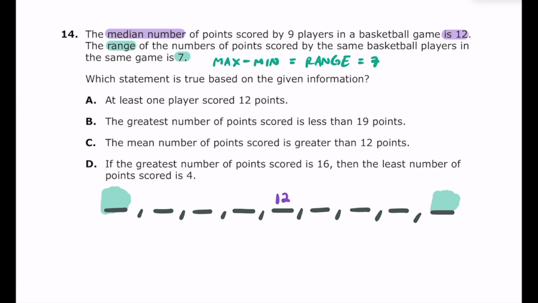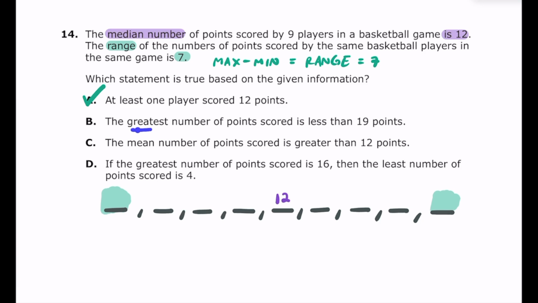It says which of the statements is true. So one of these statements is going to be true here. The other ones we maybe can't tell for certain or are just flat out wrong. So let's look at A. A says at least one player scored 12 points. Well, if they told us that the median was 12 and there are an odd number of numbers, then yeah, someone had to score 12. So I think this is right away our answer. But maybe we want to understand what the other ones really mean here.